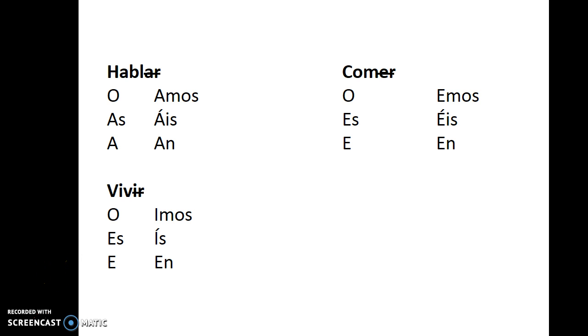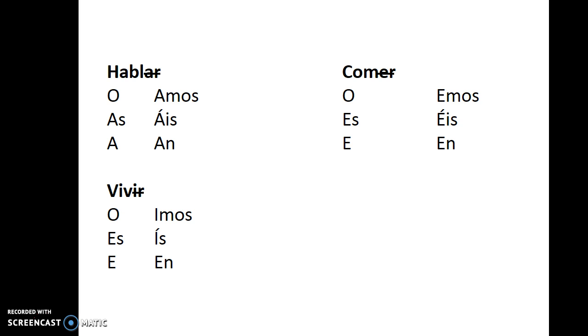Okay, so the vowels, obviously in comer, we don't have an a in that verb at all, so we're not going to say comas, but comes, for you eat. Comemos, for we eat. Alright, so once you have this pattern down, you can apply it to every single ER verb you ever see. Same thing for the IR pattern.